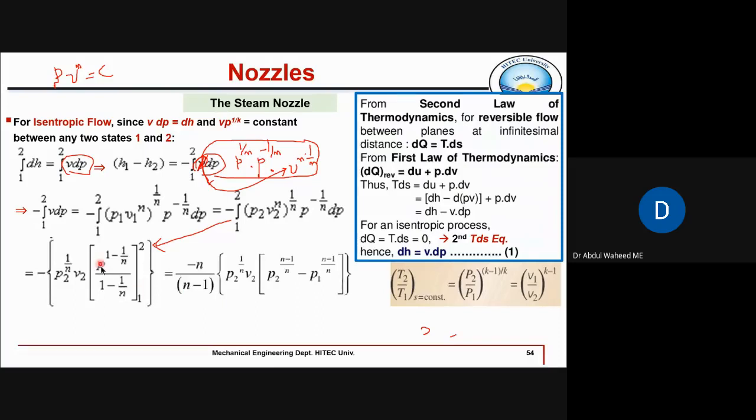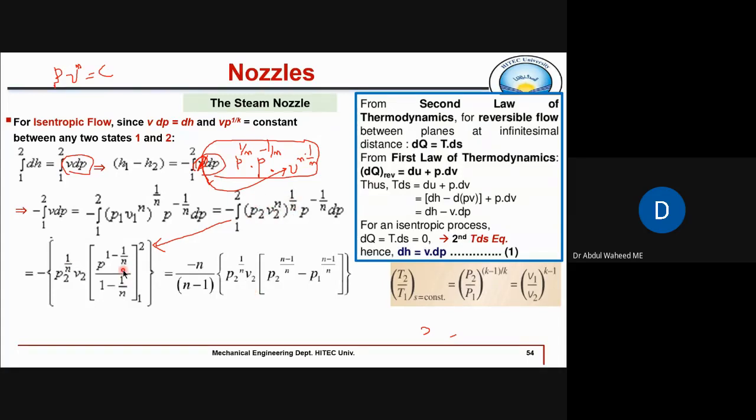Means it's clear. So now you can further simplify this thing. So this term will be written outside. यहाँ पे लिख दिया इसको. This term is written here, minus n over n minus 1 into p2 to the power 1 over n into v2. ये 1 over n उसने inside multiply कर दिया because this is a constant.